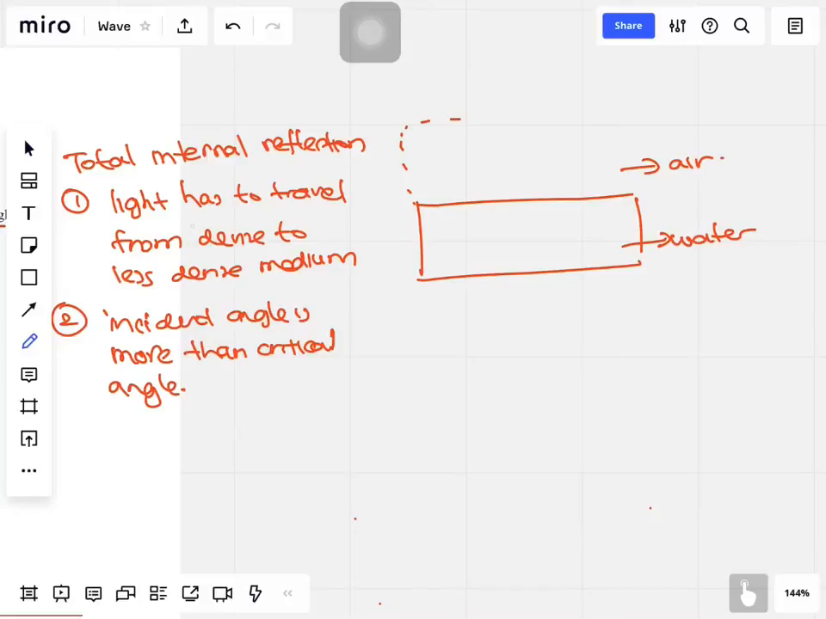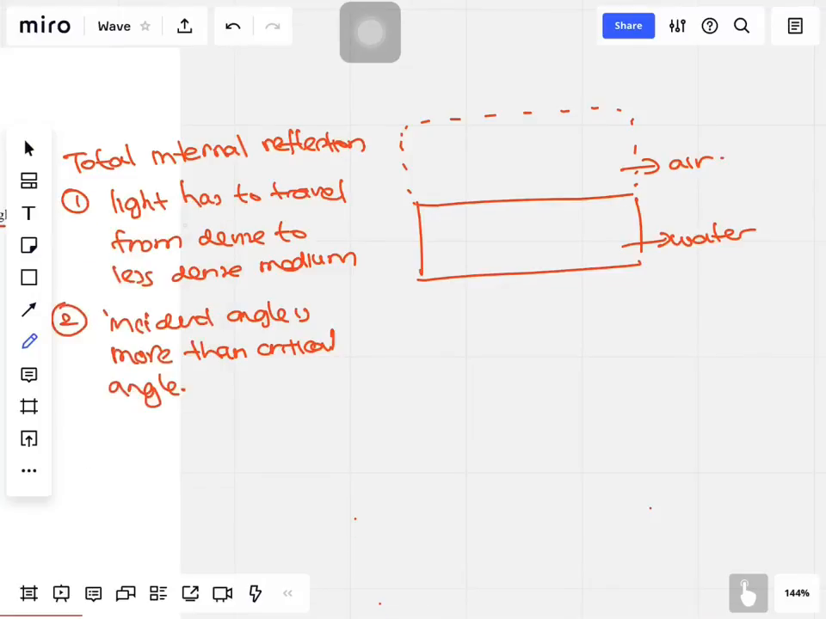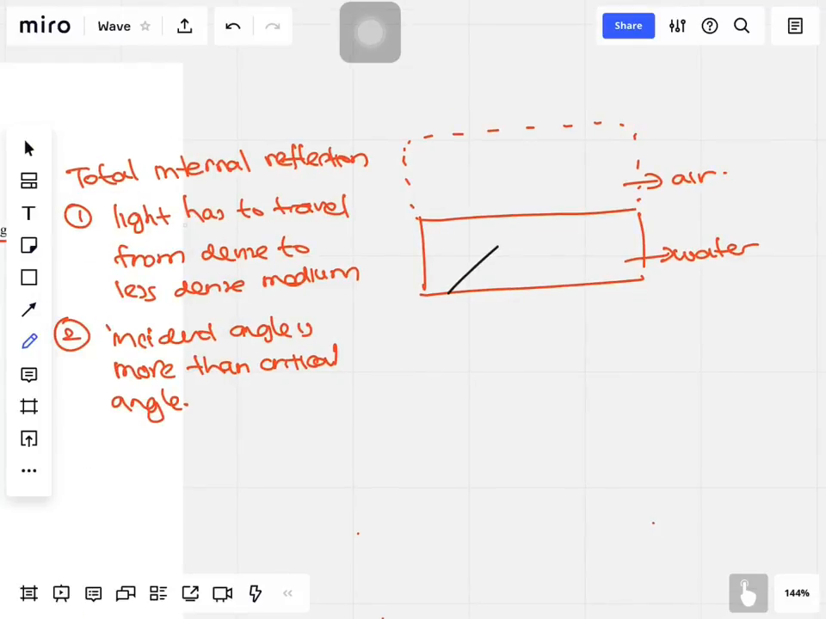Put a bracket over here. For total internal reflection to occur, the light ray has to travel from here. This is a denser area, and air is less dense, right? It needs to travel from the denser area to the less dense area. So if the incident angle is more than the critical angle, you experience a reflection, right?